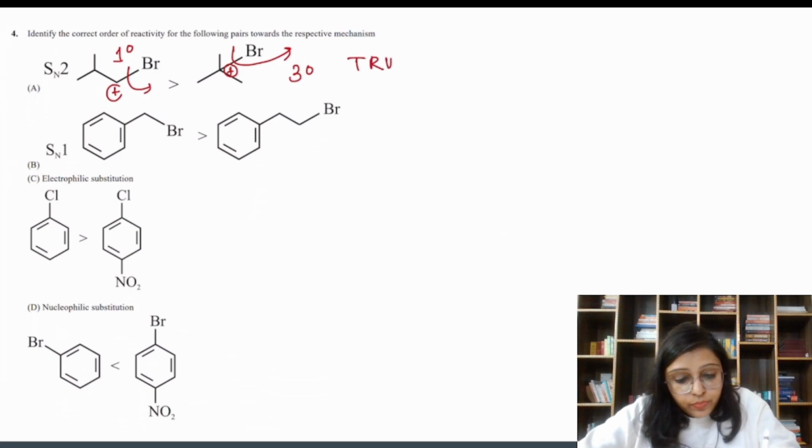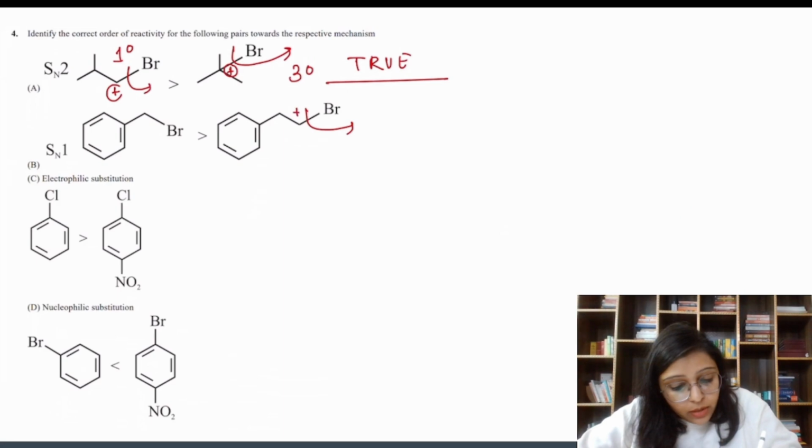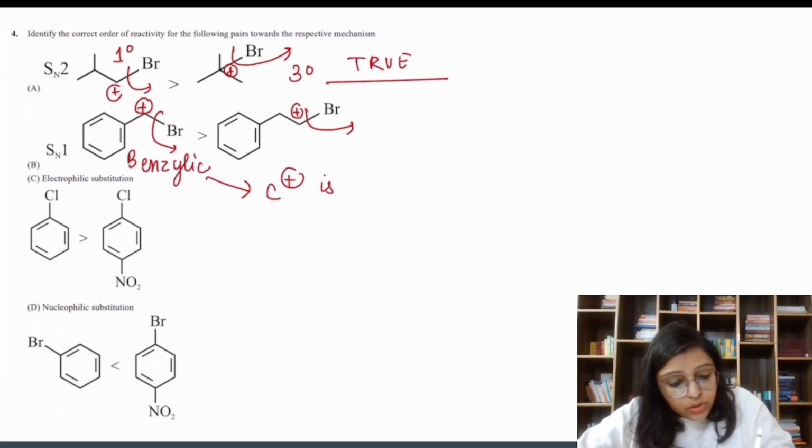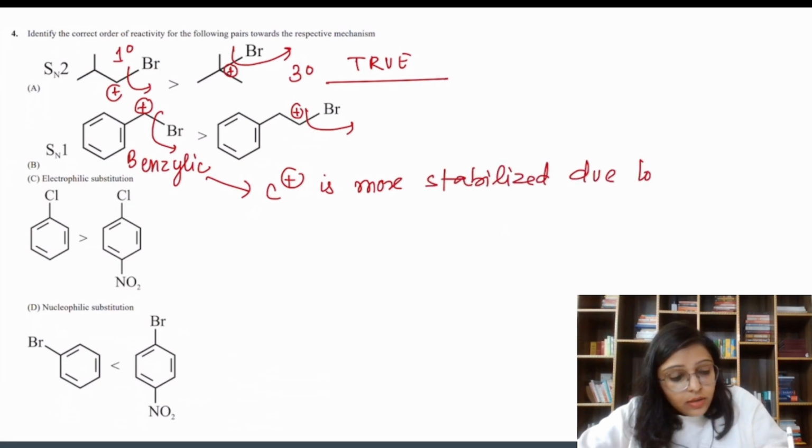So this is true. Correct. Now, if you remove Br over here, positive over here. So we have benzylic. So the benzylic carbocation is more stabilized due to resonance. So this is also correct.